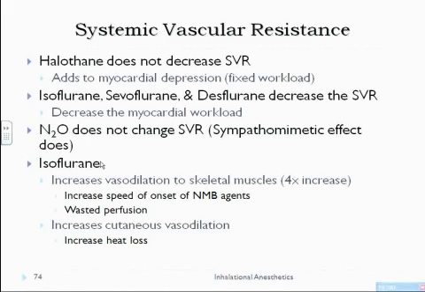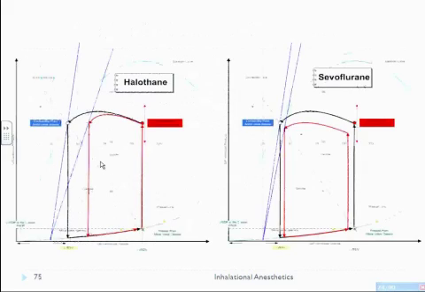You also increase blood flow to skeletal muscle mass. You might actually be wasting perfusion. Some people were concerned that maybe that will cause a lack of blood flow to the other organ systems, but that really has not been demonstrated so far. There's also increased cutaneous vasodilation, which increases heat loss when you use isoflurane.